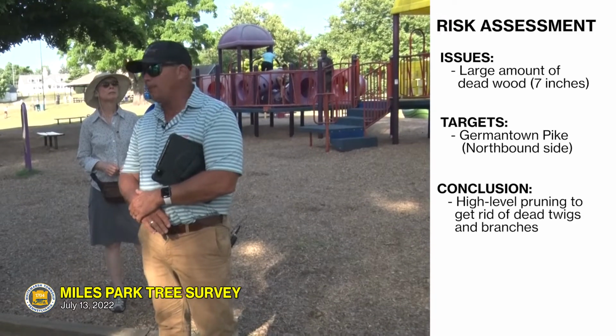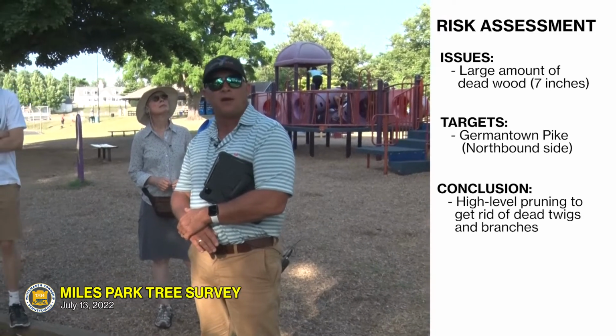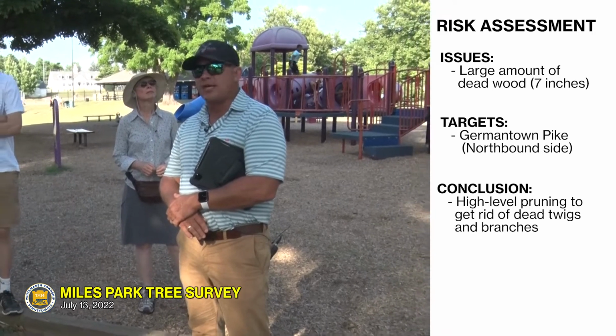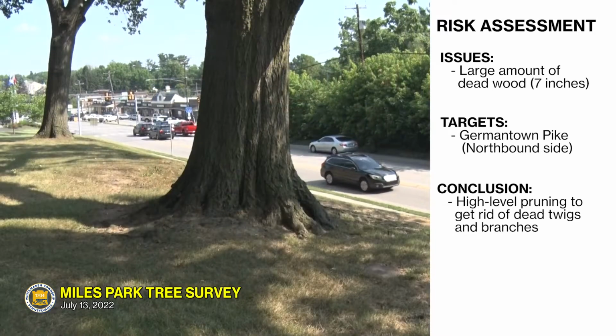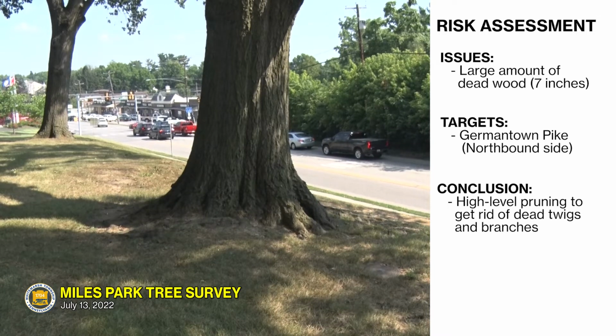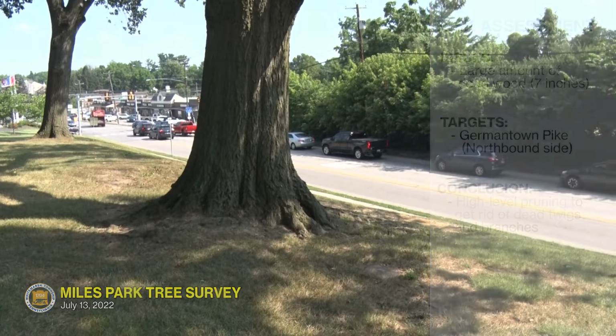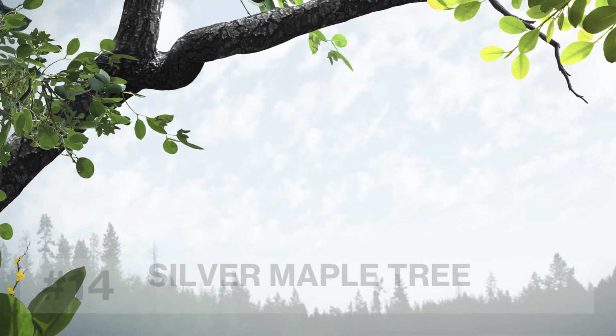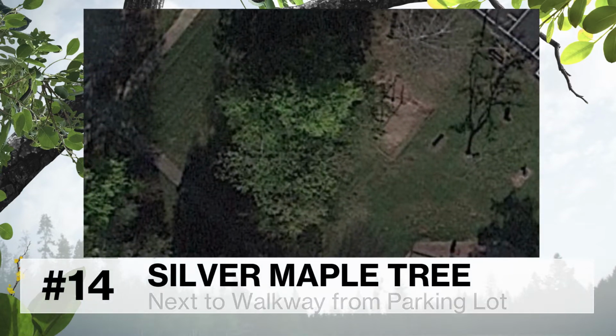And we have dead wood up to 7 inches in diameter over there. And again, we're looking at things that are going to hurt someone or some property. So this tree would be a high level prune, which would be removing just the large dead wood 2 inches or greater over top of the target.